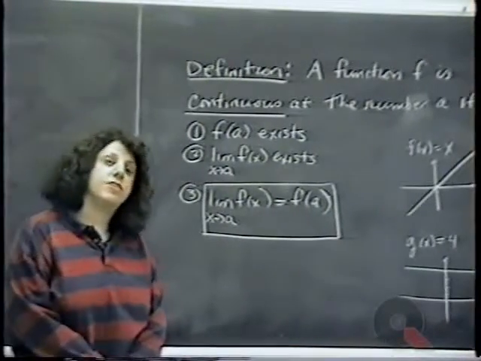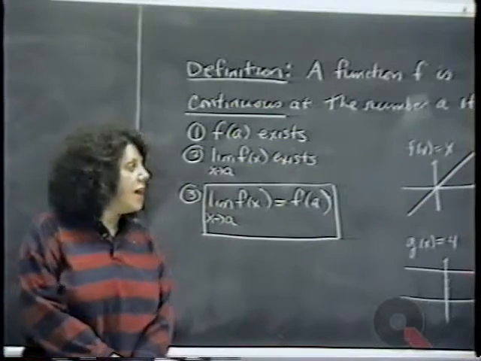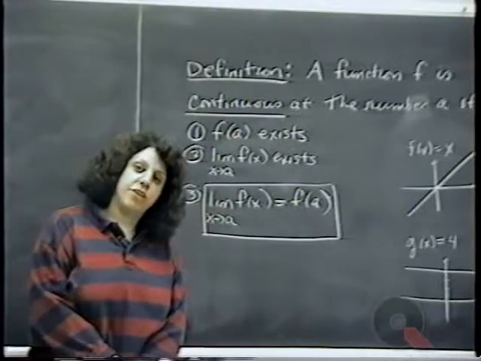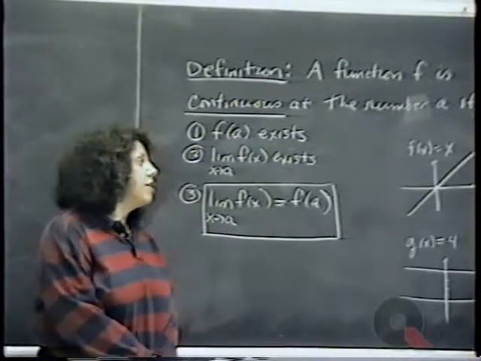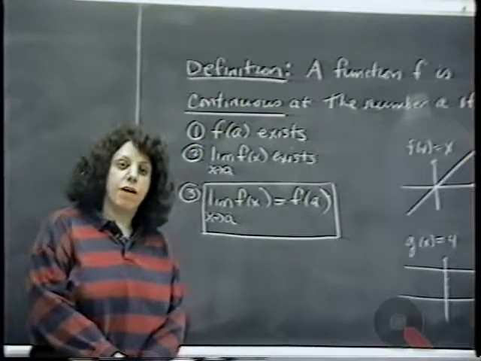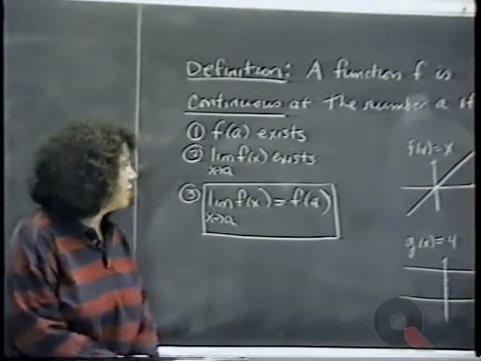We have a theorem that says if two functions are continuous and you add them together, you produce another continuous function. Similarly, if you subtract them or if you multiply them, you'll get a continuous function.